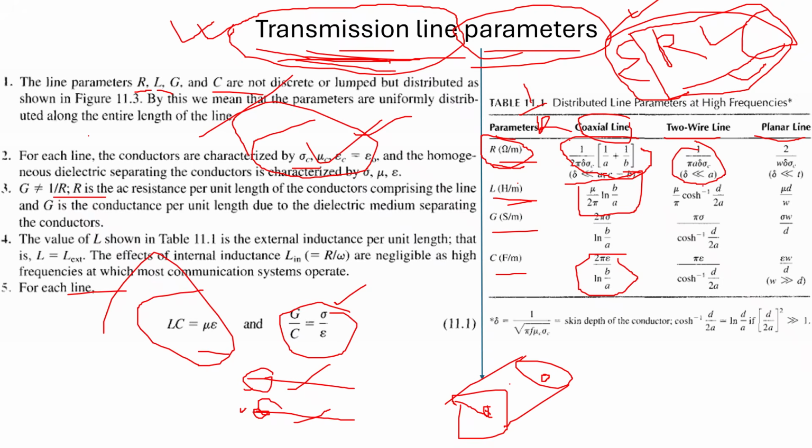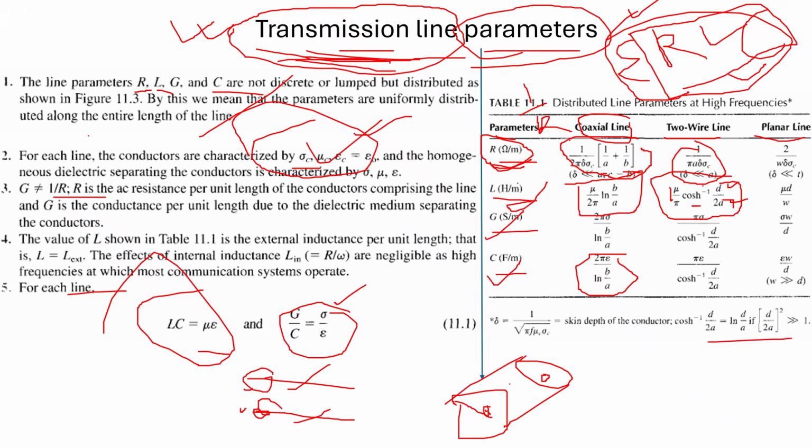If we look now, mu is a constant, pi is a constant, cos inverse is a parameter, and here d by 2a. D is the distance between them, and A is the diameter. So here only the parameters of your line matter. With the help of the parameters of the line, we can replace all these coaxial cables and two wire lines by the resistance, by the inductance, by the conductance, and by the capacitance, right?